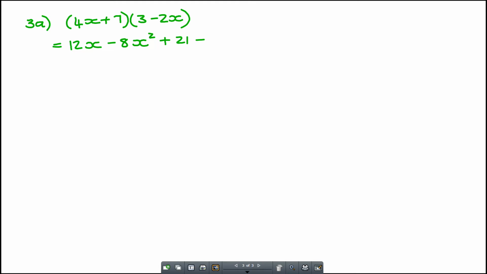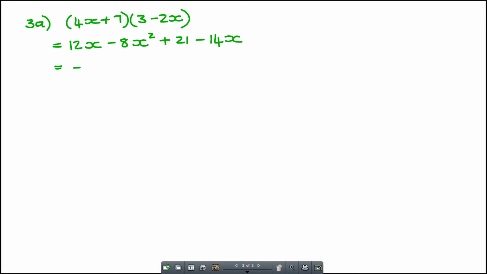Number 3. Right, so people, we multiply in. So I'm going to get 12x minus 8x squared. Okay, now, obviously now we're going to look for like terms, but if you didn't write it in descending powers of x, it's not wrong. It's just we would prefer it that way.